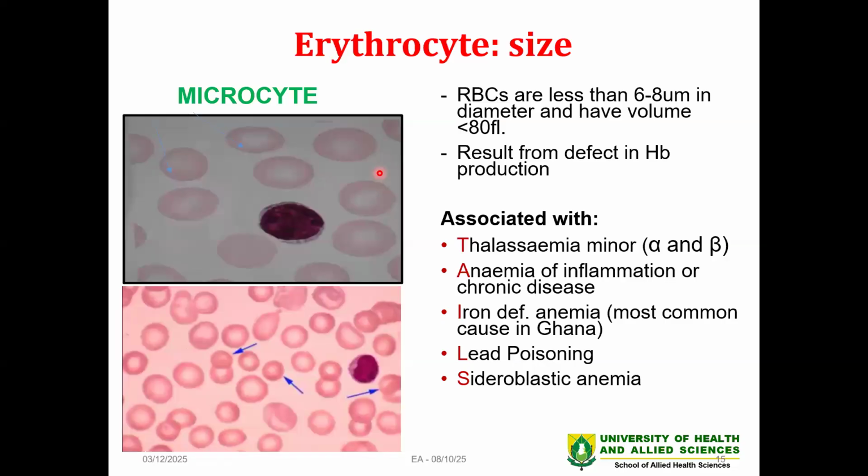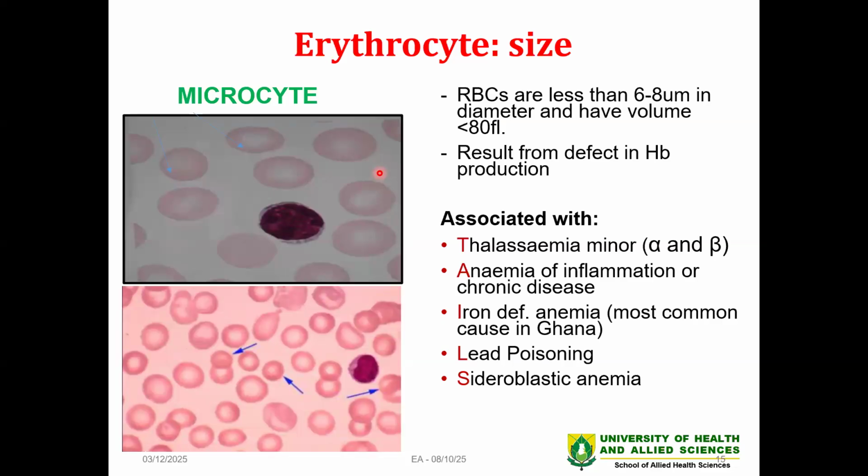Now, the next is the microcytes. So here we are looking at red cells which are small in size, smaller than the size of the nucleus of a small lymphocyte. And in this case, we are having red cells whose volume is less than 80 femtoliters. And the main cause, or the etiology, of forming microcytes is when you have a defect in the hemoglobin production. So there is something impairing or impeding hemoglobin production.